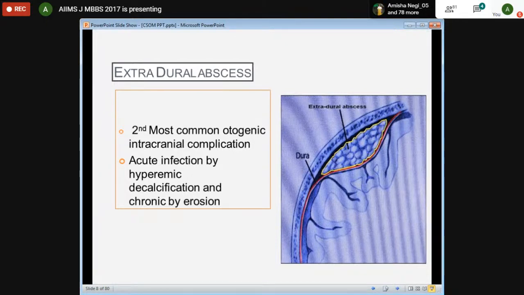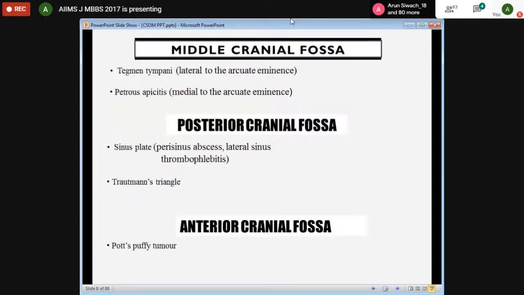you can see this. Extradural abscess is the second most common otogenic intracranial complication. As we all know, it can be by hyperemic decalcification or through chronic bony erosions. In chronic otitis media, it is by erosion, or it may be due to hyperemic decalcification, as is seen in acute suppurative otitis media, leading to a bony gap, through which this infection reaches the brain and outside the dura mater, leading to the extradural abscess.